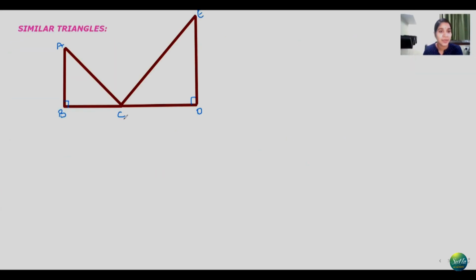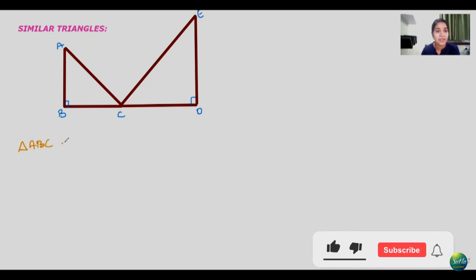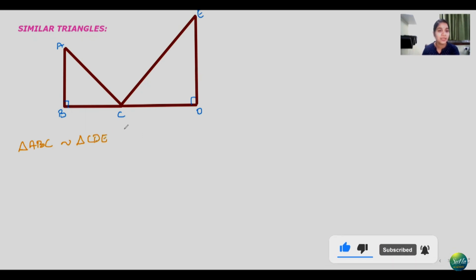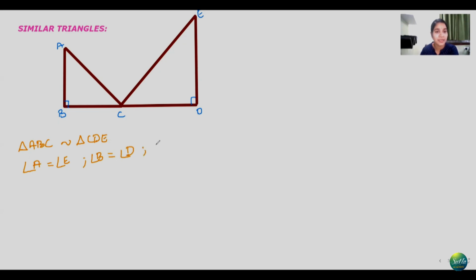Let us go back to Snigdha's example now. We have two triangles formed in the example, and these two triangles are similar. So triangle ABC is similar to triangle CDE. In these two triangles, the corresponding angle A is equal to angle E, angle B is equal to angle D, and angle ACB is equal to angle ECD. So all these angles are equal.